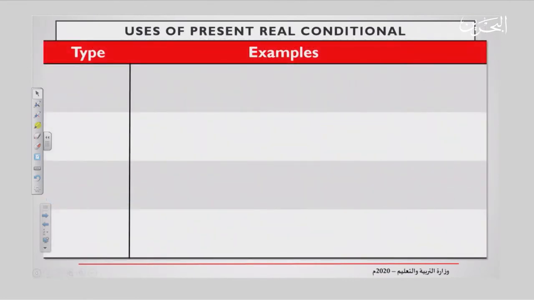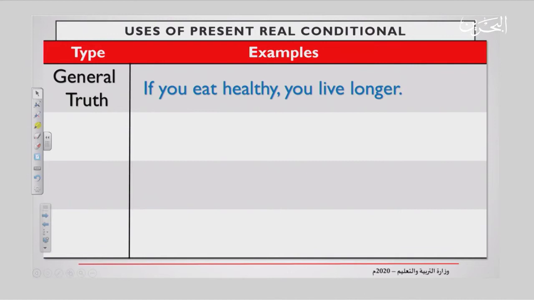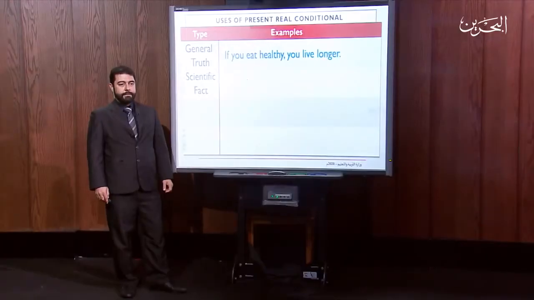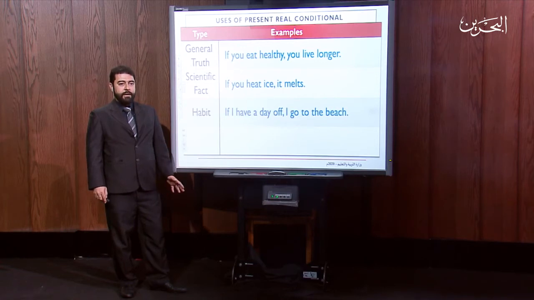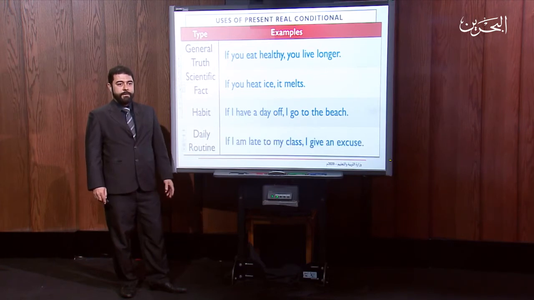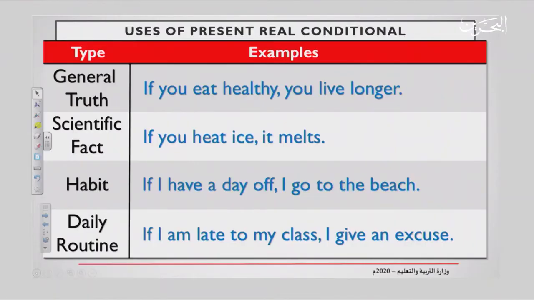So, uses of present real conditional. You have types. The first type, general truth. For example, if you eat healthy, you live longer. Scientific fact: if you heat ice, it melts. Habit: if you have a day off, I go to the beach. Daily routine: if I'm late to my class, I give an excuse.